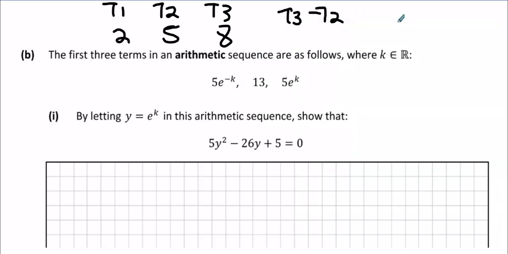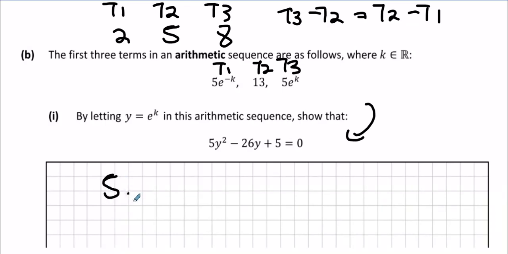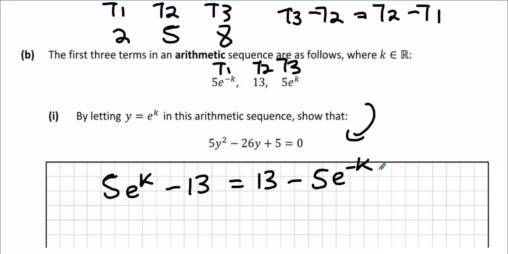T3 take away T2 is equal to T2 take away T1. And we're going to have to set up some form of equation, aren't we? So, in a way, that sets up the equation, doesn't it? So what I'm going to say is that 5e to the k, which is T3, minus 13, is the same as what? Minus 5e to the minus k. You cool with that? Yeah.